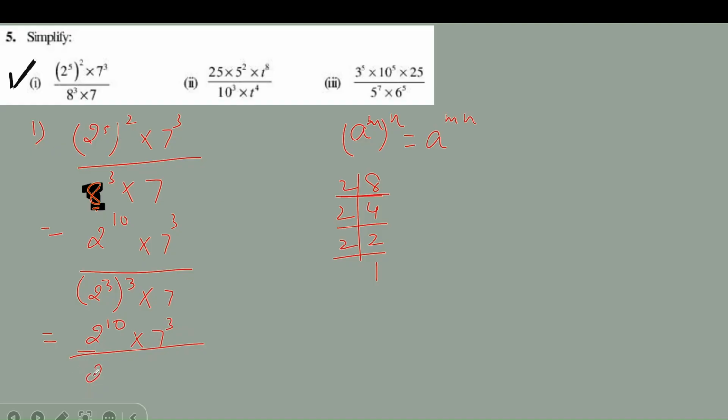And here, 2 raised to the power, multiply the powers again. 3 3s are 9 times 7. Now you'll solve it. These numbers are in division, so apply the subtraction rule. So 2 raised to the power 10 minus 9 here, and here it is 7 raised to the power 3 minus 1. No power means 1. Then solve them. So you'll get 2 times 7 raised to the power 2. Easy, isn't it?